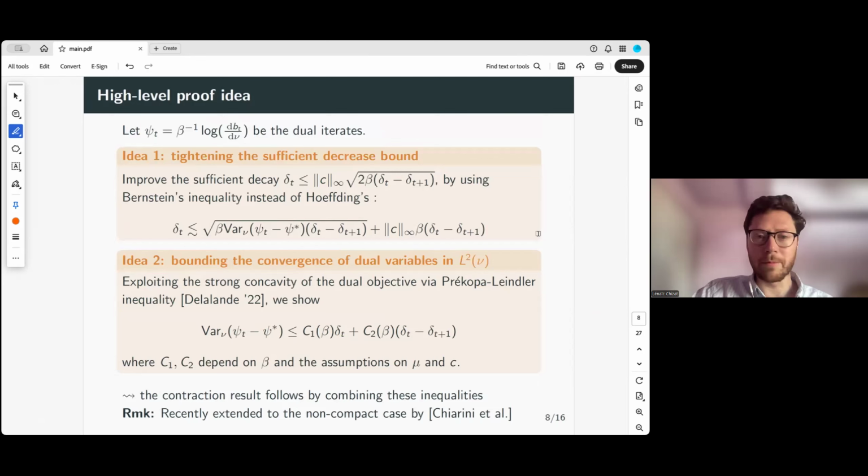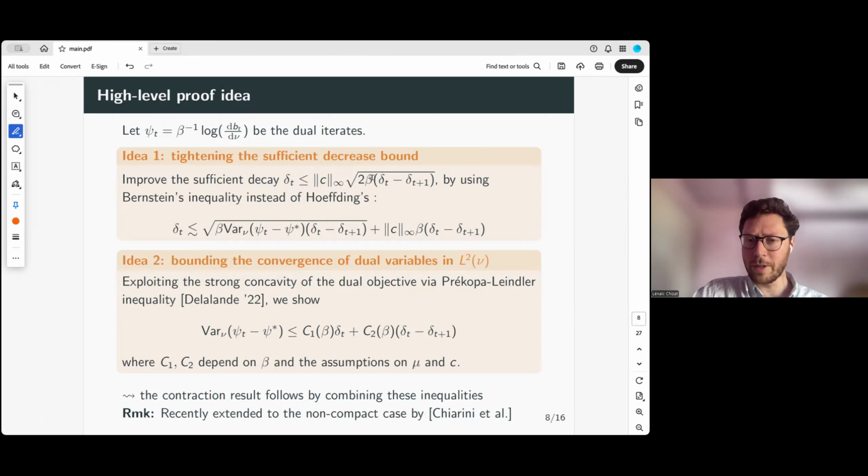So I will quickly mention, at a very high level, how the proof works by just giving the two main steps. So I will call psi-t the dual iterates. These are obtained from these vectors B that you have during your iterates of Sinkhorn by taking their logarithm. Our starting point is an improvement of this sufficient decay inequality, which I rewrote. So that's the one I've shown previously due to Dvurechensky and co-authors, which I rewrote in a different form here, which is exactly equivalent.